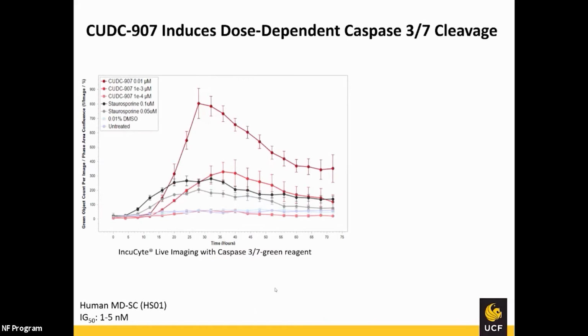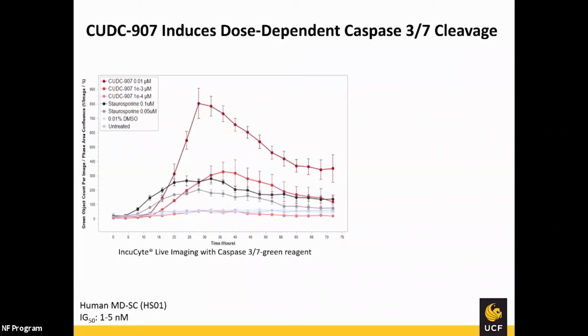To ascertain whether CUDC-907 induced HSO1 cell death, we conducted live imaging studies for 72 hours using a fluorescent cleaved caspase 3/7 assay. Two staurosporine concentrations were used as positive controls, and untreated and DMSO-treated cells were used as negative controls. CUDC-907 was tested at a range of 100 picomolar to 10 nanomolar.